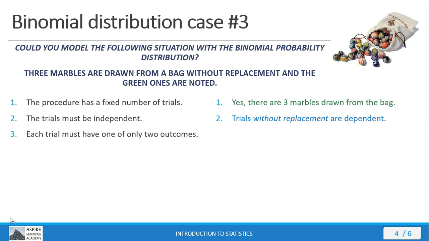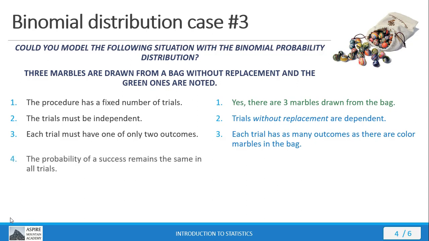The third requirement, each trial must have one of only 2 outcomes. And no, there are many outcomes here because, for all we know, there's a ton of different colors in the bag. So we are noting the green ones, but how many other colors are there? There's plenty of possibilities. And we aren't told what's in the bag, so we have to assume it could be anything. And finally, the probability of a success remains the same in all trials.